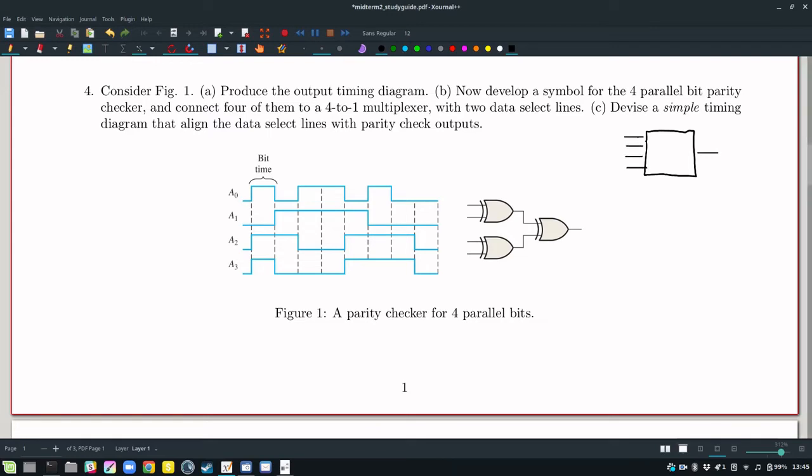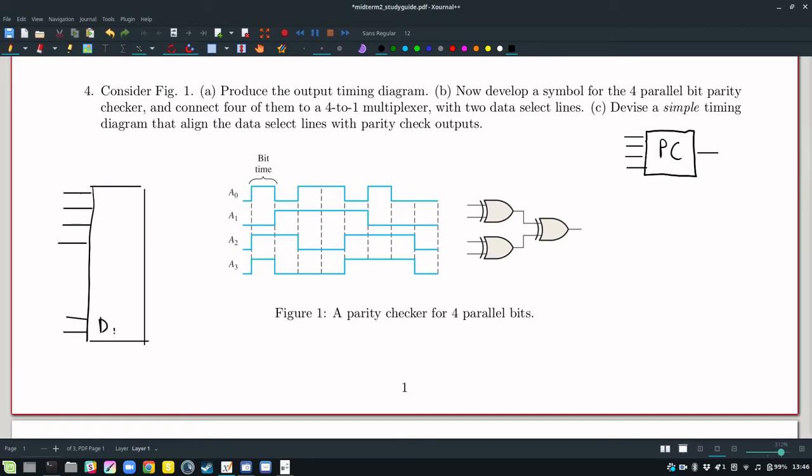We can encapsulate this, we'll call it parity checker, and then it has 1 output and 4 inputs, and then we need 4 of them going into a 4-to-1 multiplexer with 2 data select. So what we'll do is have our multiplexer like this, and then we'll need 4 inputs, 2, 3, 4. How many data select lines will we need? I think we'll need 2 data select lines.